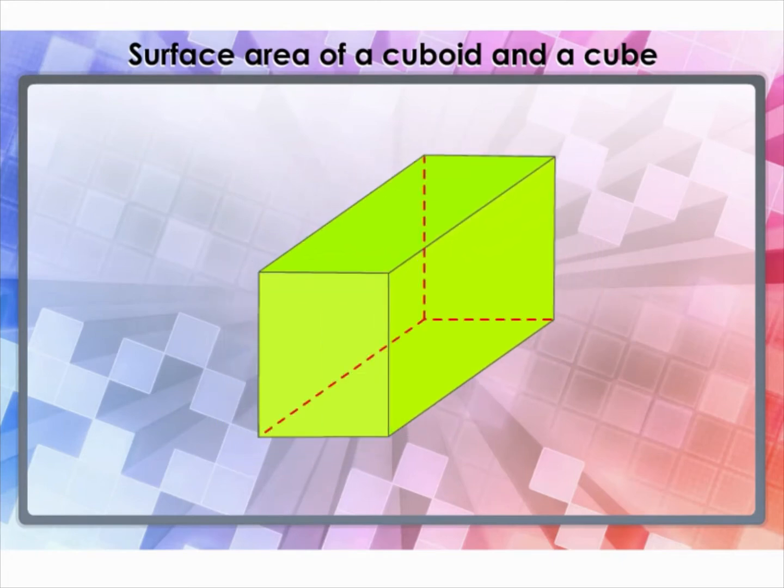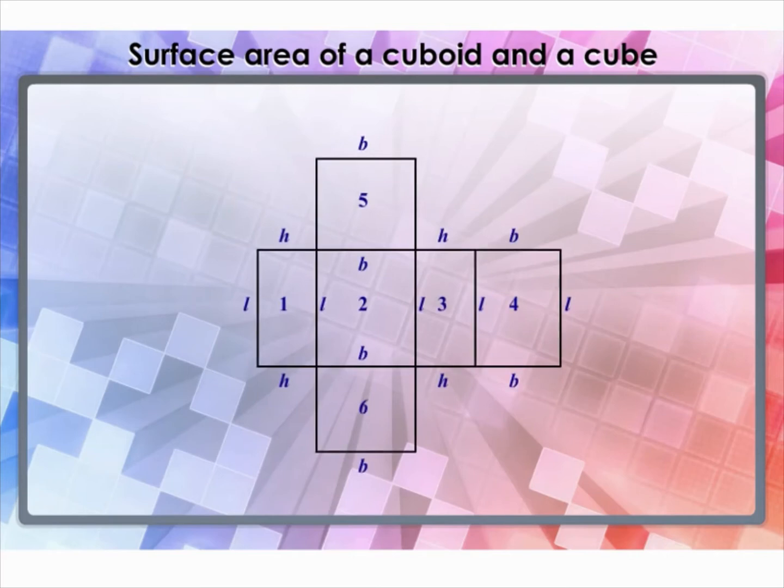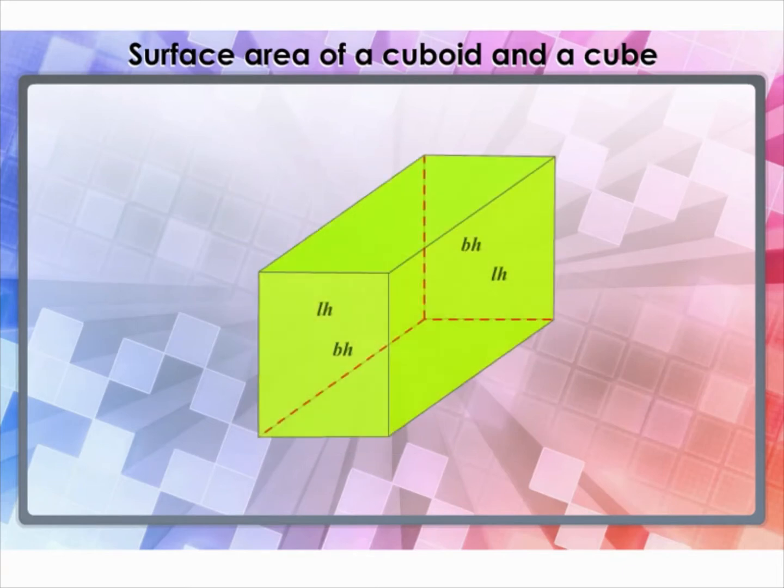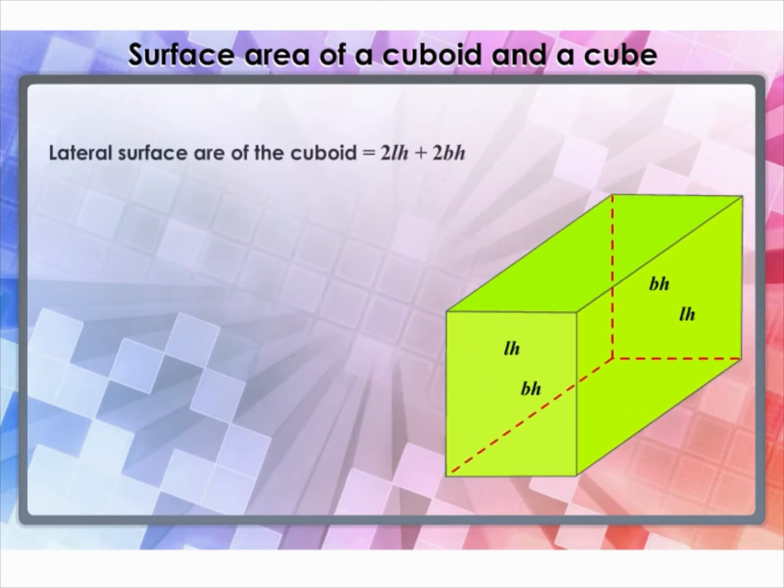If we add the areas of the lateral surfaces, what we get is called the lateral surface area, or LSA, of a cuboid. Now if we take the length of the cuboid as L, breadth as B, and height as H, then the figure with these dimensions would be like this. We get the areas of each of the lateral faces: LH, BH, LH, and BH. So, the lateral surface area of a cuboid is equal to 2 times LH plus 2 times BH. On simplifying this expression, we get the formula: 2 times the height multiplied by the sum of the length and the breadth.